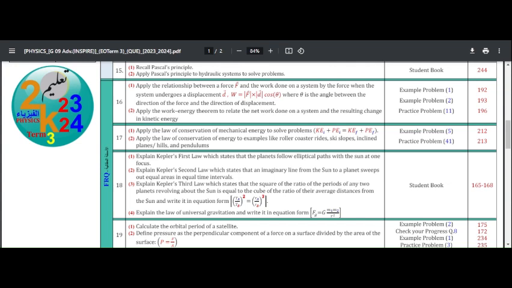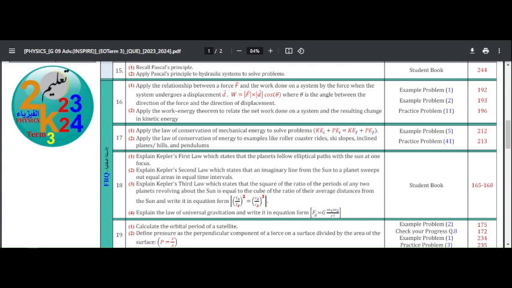So what is a hydraulic system? A hydraulic system is a system which consists of pistons and fluids. It is used in car workshops and garages to lift cars and heavy objects. So how does it work? You can lift objects which are very heavy by applying a small force. That's the best thing about a hydraulic system. That is the advantage.